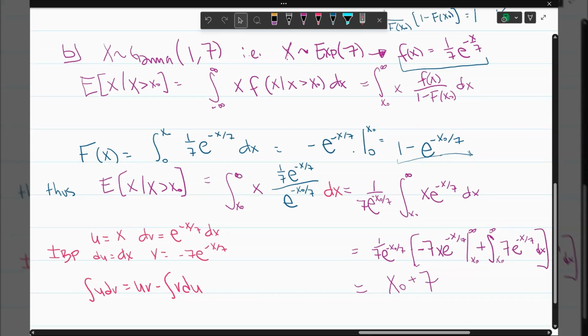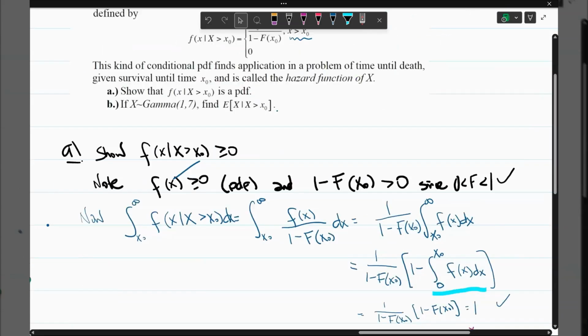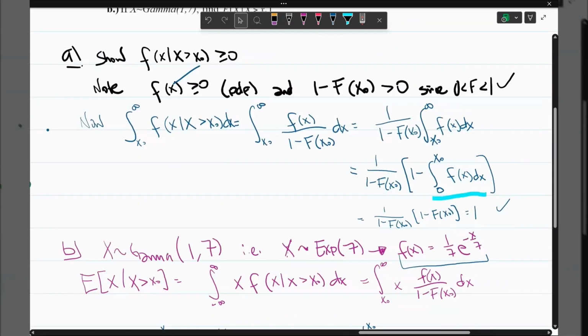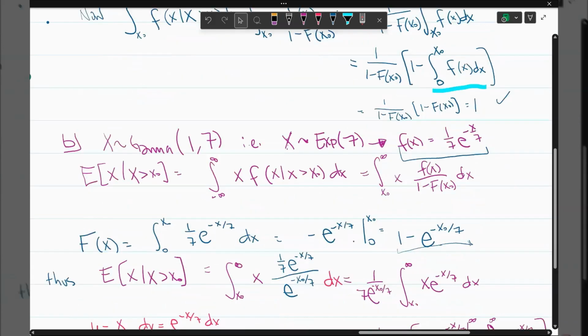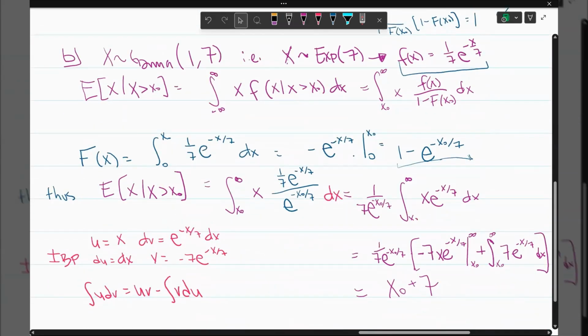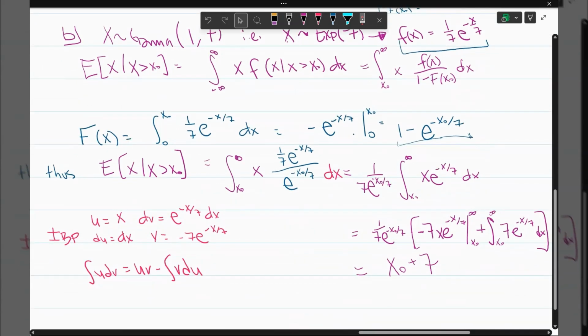All right. Okay, so that's going to be it for showing that f is a PDF, integrates to 1, is non-negative, and then also using this conditional density to find something like a conditional expectation and identify the value as x naught plus 7.